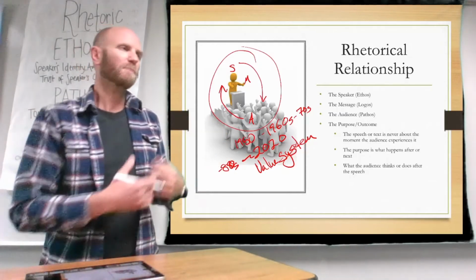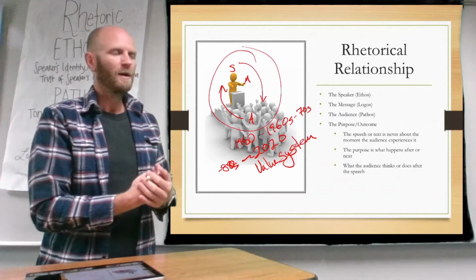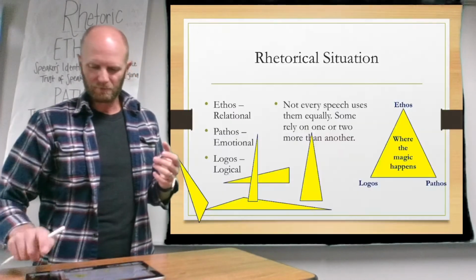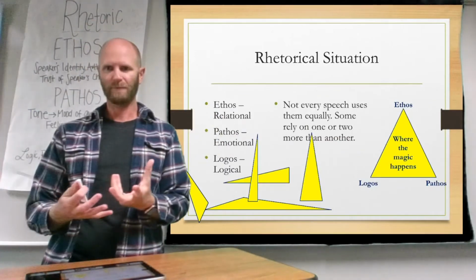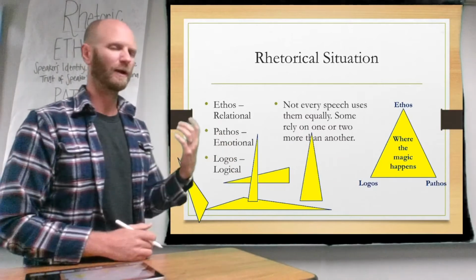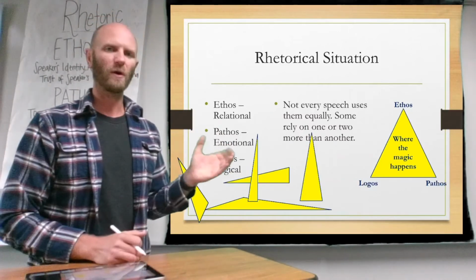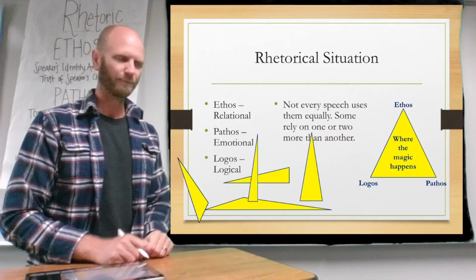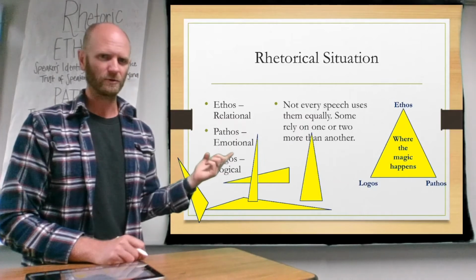Depending on the product, if we're thinking of food companies or any company, some might use ethos more than another. And so this is part of the trick of our analysis. Some companies use ethos more. Some rely more heavily on emotion, and I'll show examples of this. Some are all about the facts and the message. Generally with commercials, you're going to find they rely more heavily on emotion.